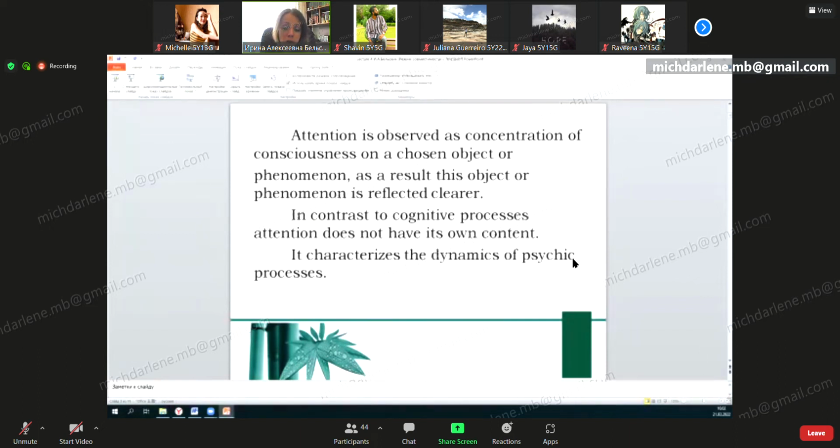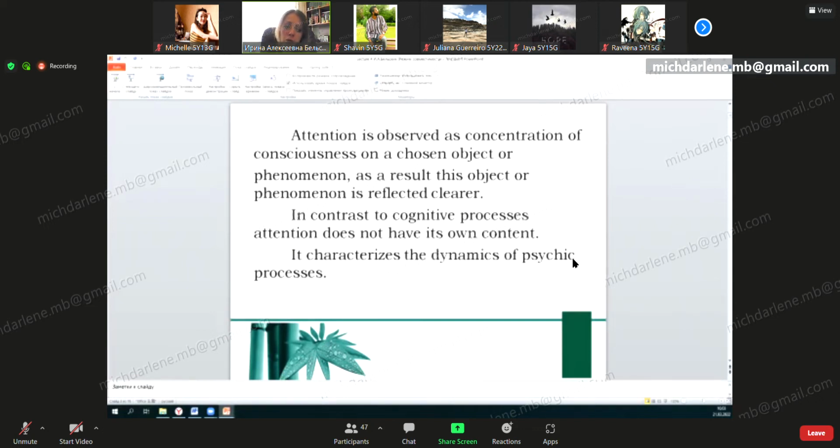Attention can be observed as a concentration of consciousness on a chosen object or phenomenon. And also we can define attention as a result by which all these objects, phenomena, or subjects are reflected clearly using our consciousness and attention. In contrast to cognitive processes like sensation and perception, attention doesn't have its own content. Attention depends on other cognitive processes, and can be characterized by dynamics of physical processes.